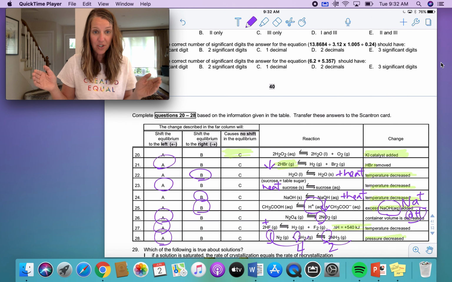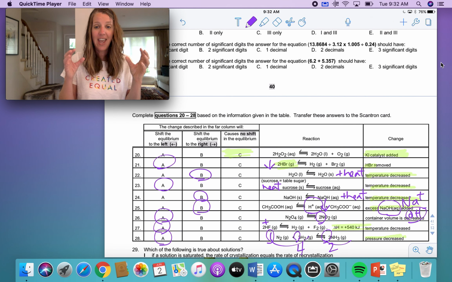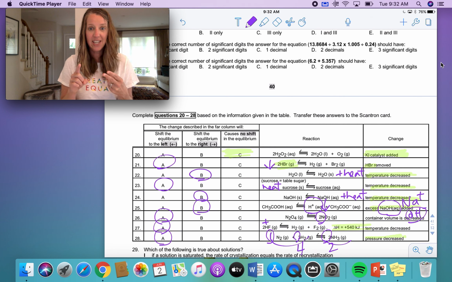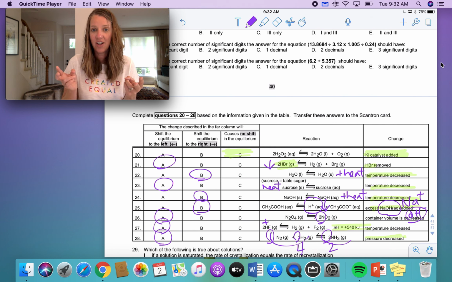Okay, so that's our equilibrium review. Those are the stresses, and you always explain it by what's the stress. Here are your examples: concentration, temperature, or pressure. What is the shift? Is it shifting to the left or shifting to the right? And what are the things that cause no shift?